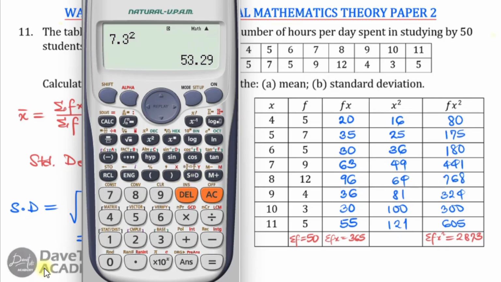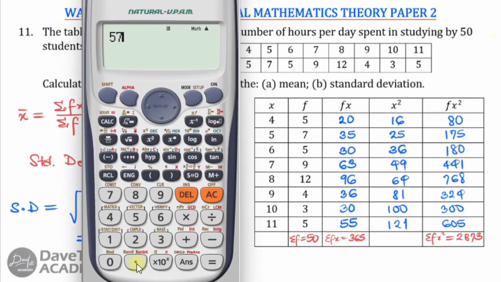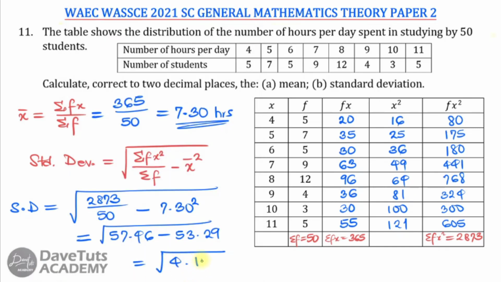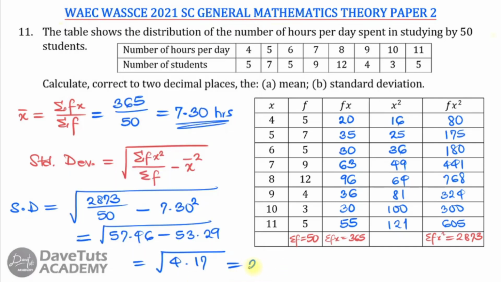7.3 squared is 53.29. So we have 57.46 minus 53.29. This is 4.17, and the square root of 4.17, what's that going to give us? The root of this answer is 2.042. But recall, we are asked to get it correct to 2 decimal places.